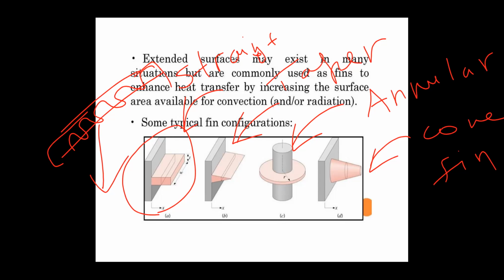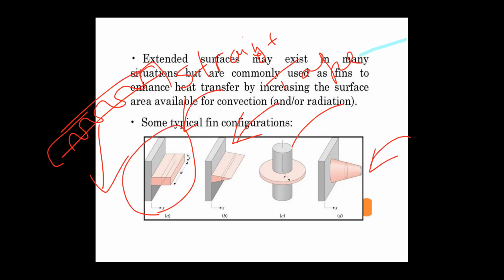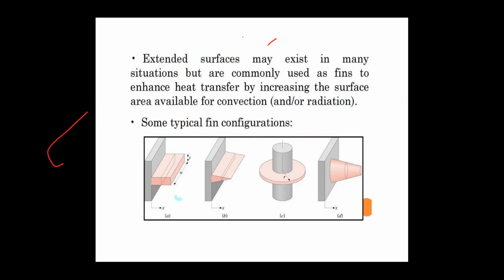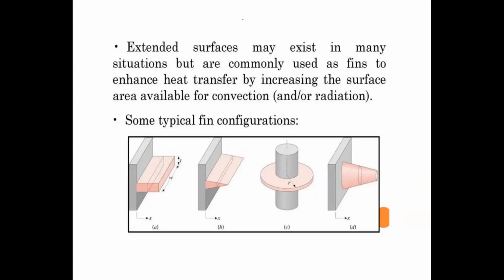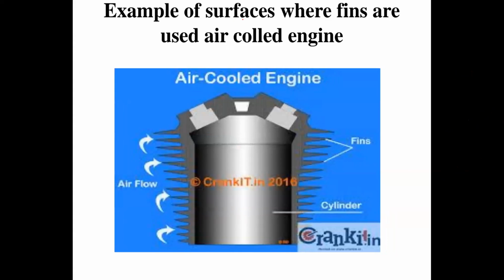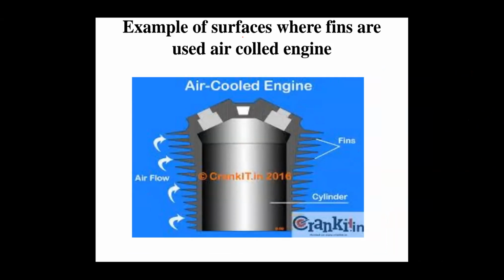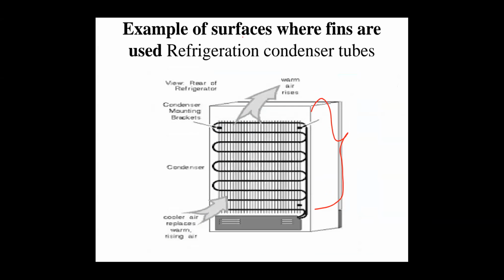We also use fins in engines, for example two-wheeler engines. Let's see, this is the fin used in air-cooled engines, so mostly it is present in two-wheelers. If you want four-wheelers, we use a radiator, which is also made up of a radiator core having fins inside.